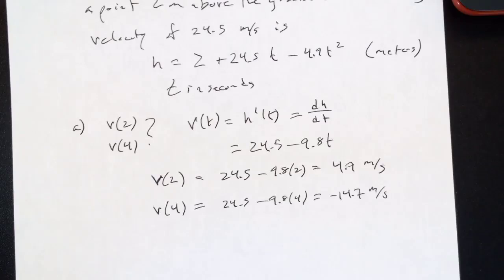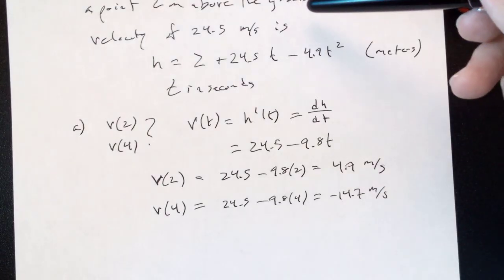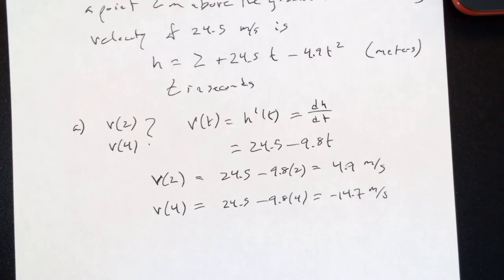Now I am going to make a hopefully not unreasonable assumption here. We launched our particle from a height 2 meters above the ground with an upward velocity of 24.5 meters per second. And the two numbers in my equation, the 2 and the 24.5, are positive. I'm going to assume positive means up and negative means down. So at 2 seconds, we're going up. At 4 seconds, we're coming down. Great. Make sense?